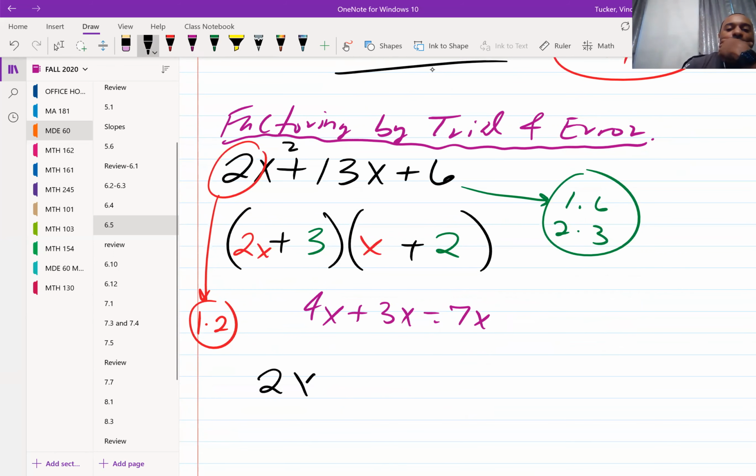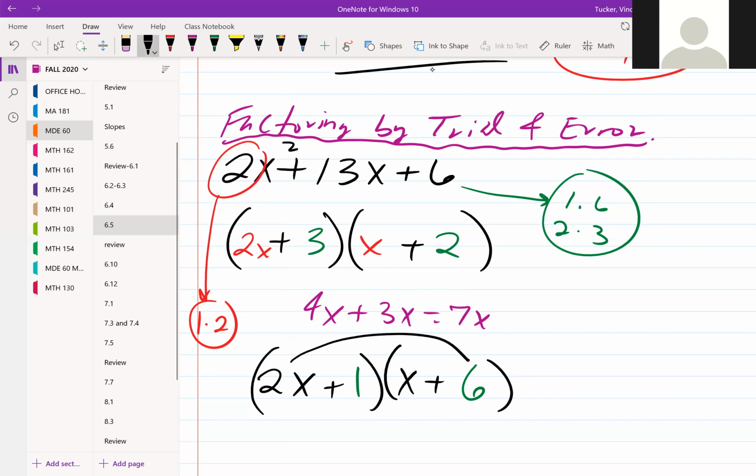Okay. So we got 2x, we know the 2x and the x will work. We know this is plus and plus. So you say which combination will work? Well, now what we can try is a 6 and a 1. Oh, and then it would add the 13. Right. So it's all about finding the correct combination.